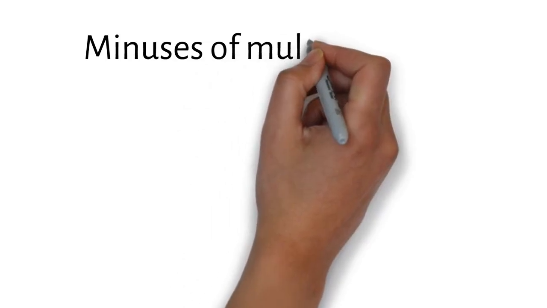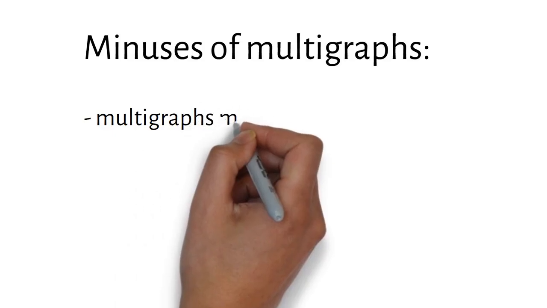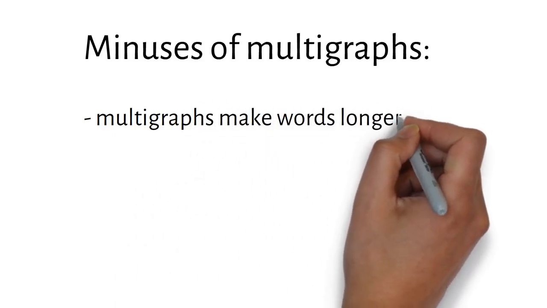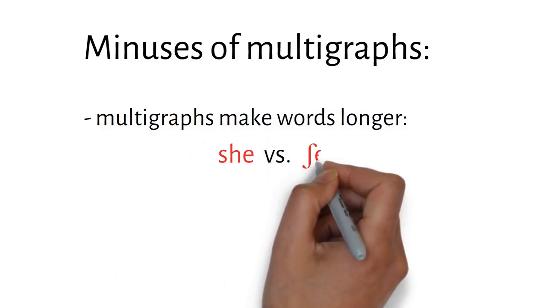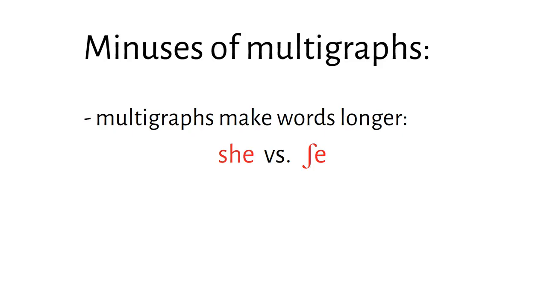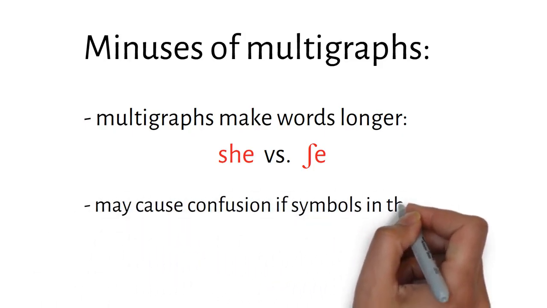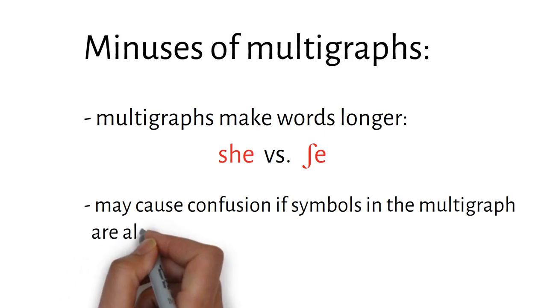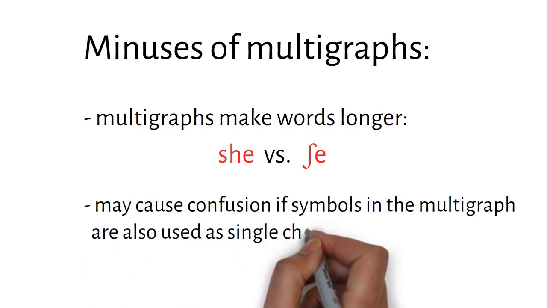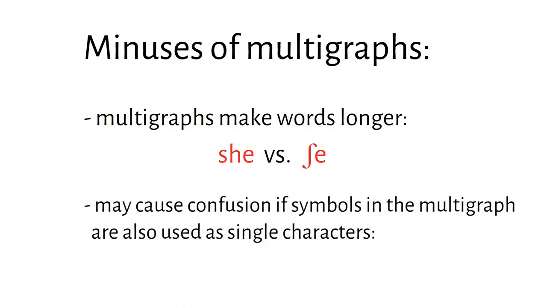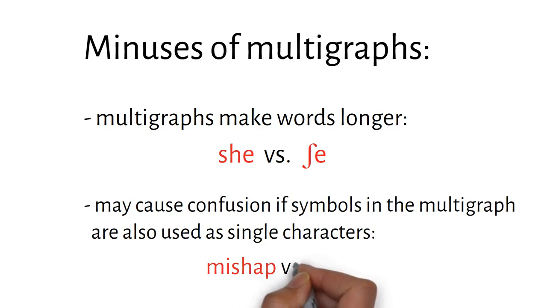There are also minuses. Since multigraphs include more than one symbol for one phoneme, they do make words longer. Also, it might cause confusion. If sh, for example, is in the middle of a word, how do you say it? In English, we have mishap versus bishop.